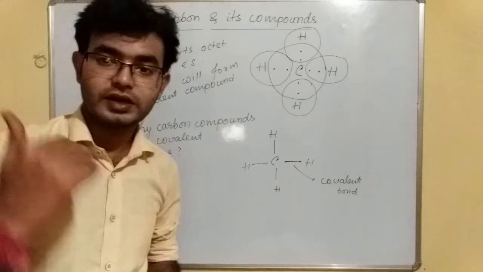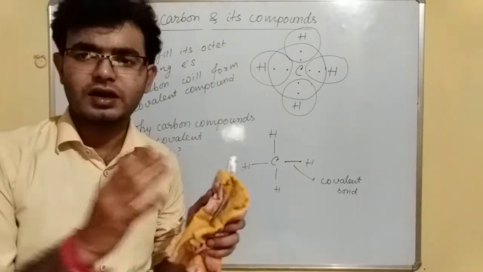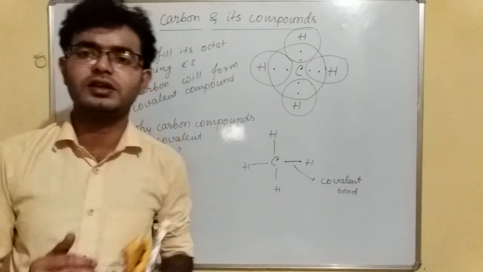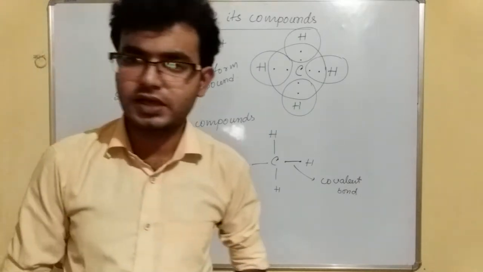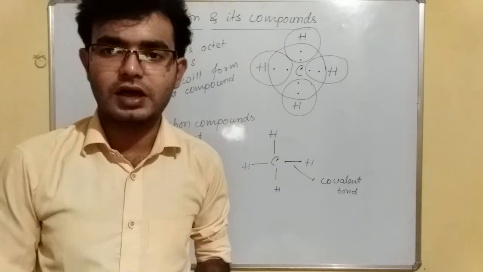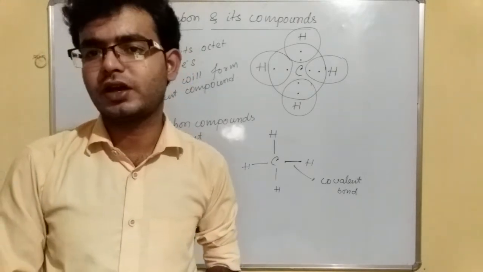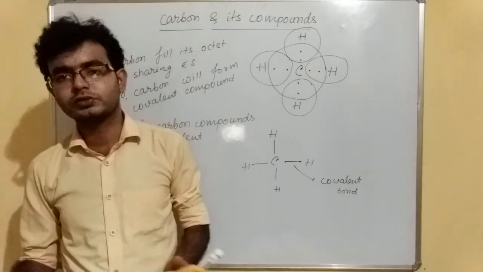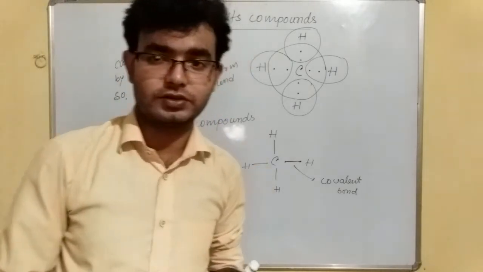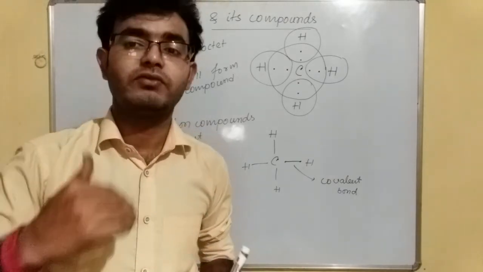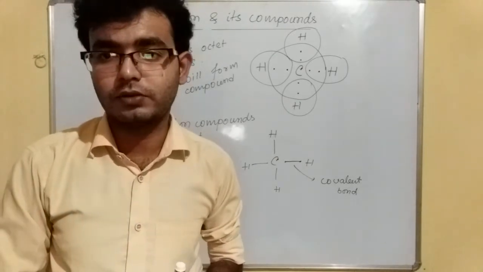So how can you write the answer to this question? Carbon cannot lose electrons to form a C4+ ion, and carbon cannot gain electrons to form a C4- ion. As a result, ions cannot be formed by carbon, so carbon will not be able to form ionic compounds. Now the only option for carbon is the sharing of electrons. Carbon will share its 4 valence electrons with another atom to form a covalent bond.